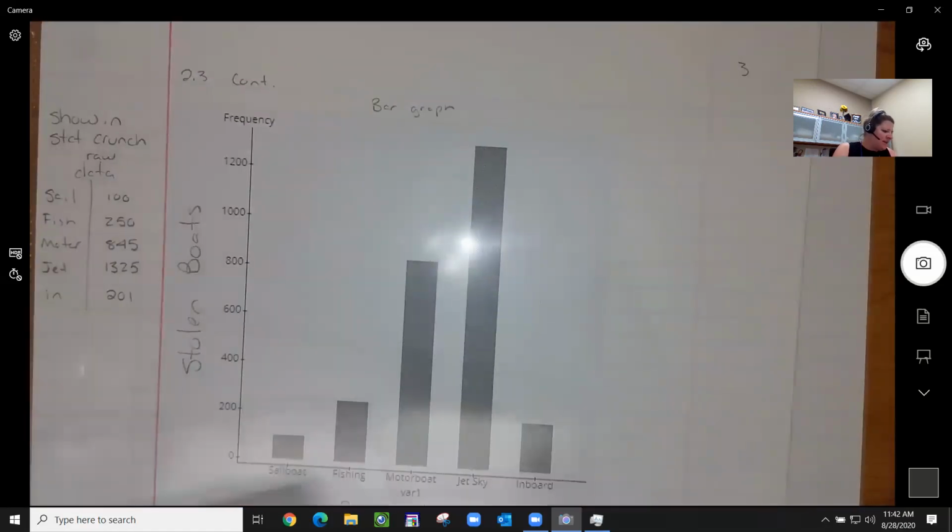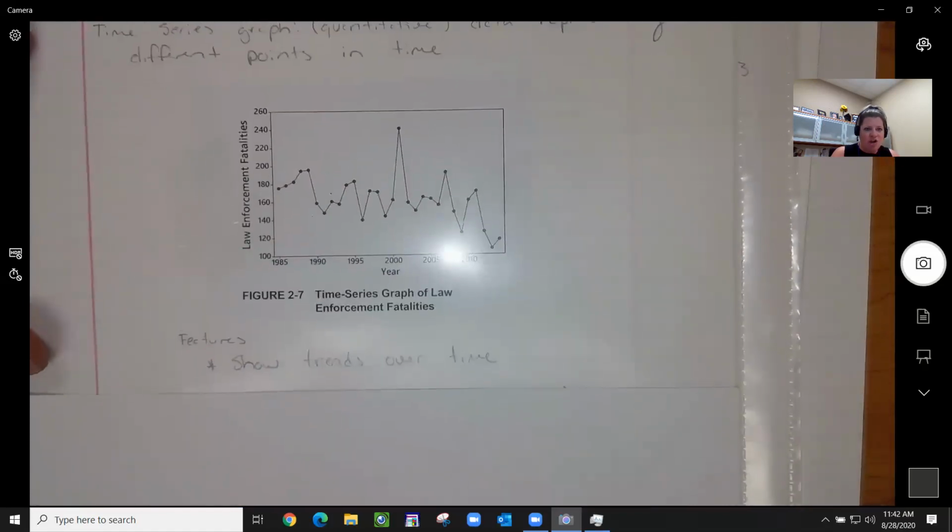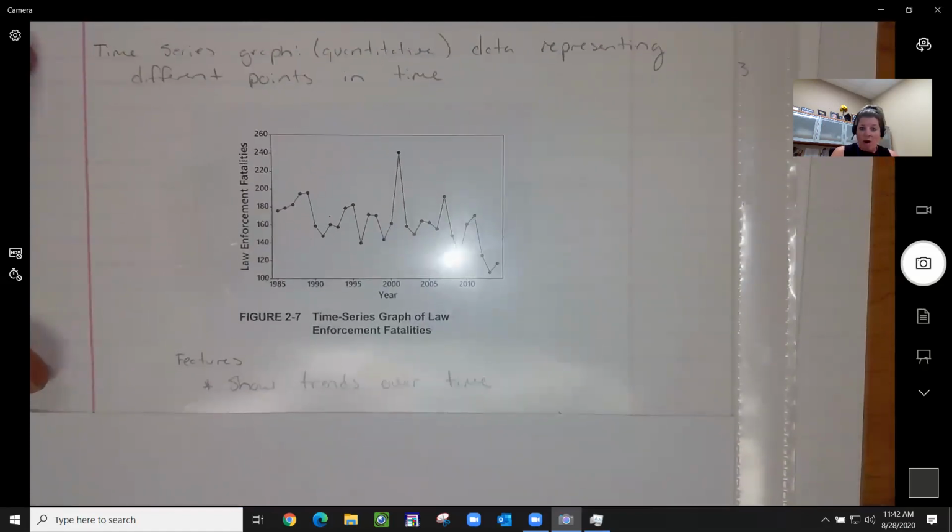The next one is a time series graph. It shows quantitative data that's representing time, so it's a trend over time. We aren't making these. Maybe you can make them in StatCrunch. You can in Excel, so I know for sure you can do this in Excel.